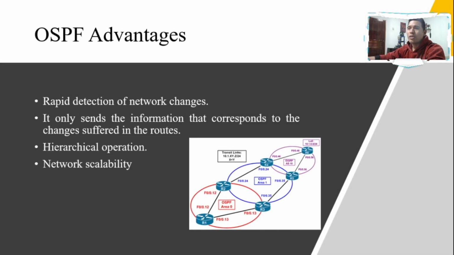The advantage of OSPF: we have rapid detection of network changes. Imagine we disable this link. OSPF recalculates very fast the total cost of the network. It only sends the information that corresponds to the change suffered in the routes. Remember, RIP always sends a message with the information from its routing table every 30 seconds. OSPF does not. OSPF works in a hierarchical operation and the network is very scalable.